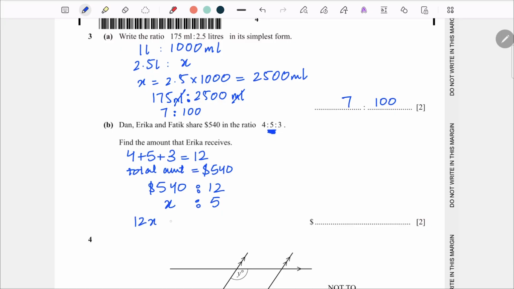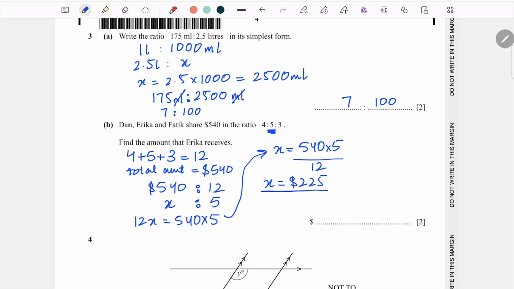So 12x is equal to 540 multiplied by 5. This is x is equal to 540 multiplied by 5 divided by 12. And when we simplify this using a calculator, we're getting the answer 225. So this is Erica's share in dollars.